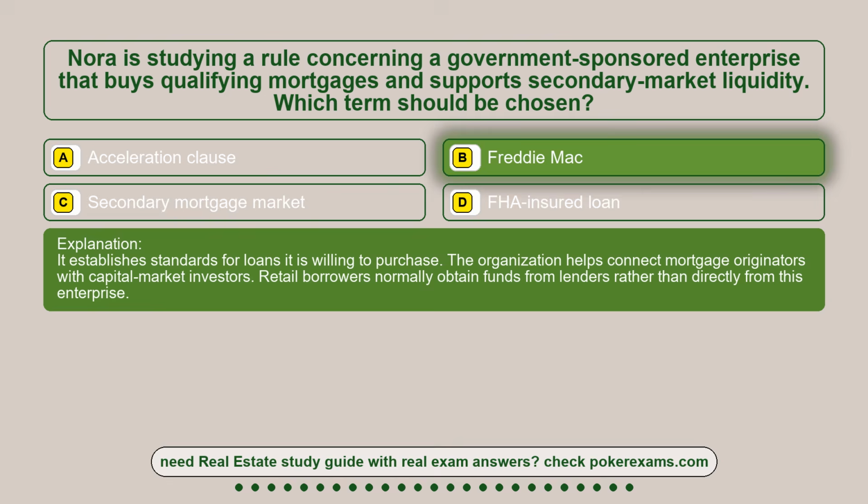It establishes standards for loans it is willing to purchase. The organization helps connect mortgage originators with capital-market investors. Retail borrowers normally obtain funds from lenders rather than directly from this enterprise.